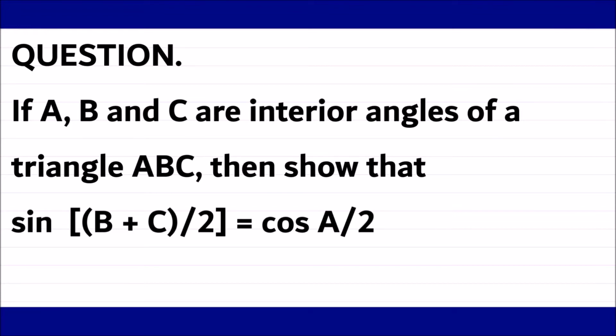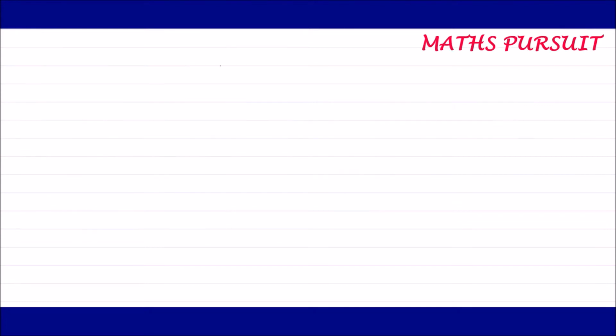Okay. So let us first of all draw a triangle. Then only we can understand what exactly we are looking for, or how exactly we are going to prove this type of questions. So I'm drawing a triangle here, ABC. Now guys, here is a triangle A, B and C.